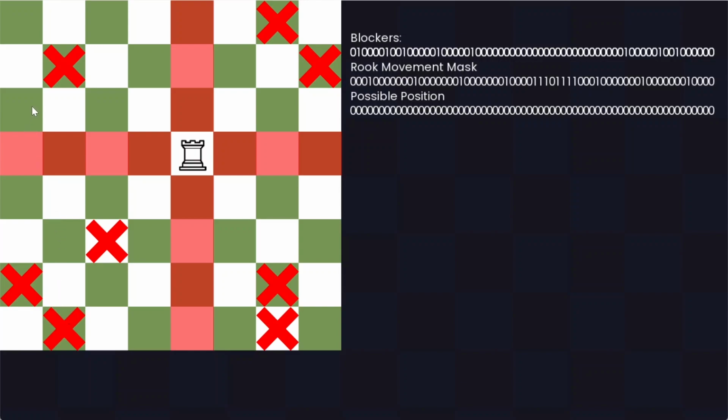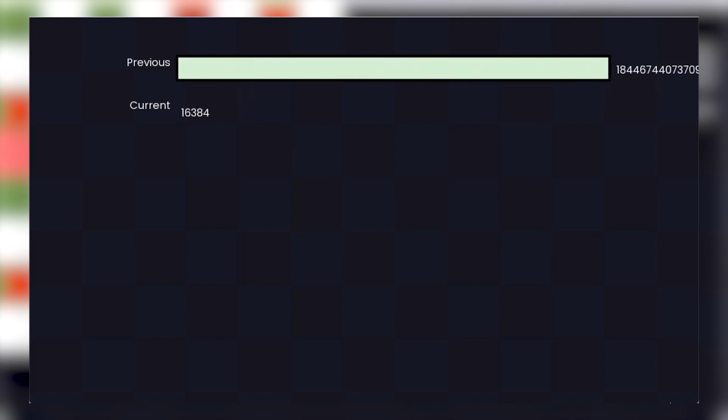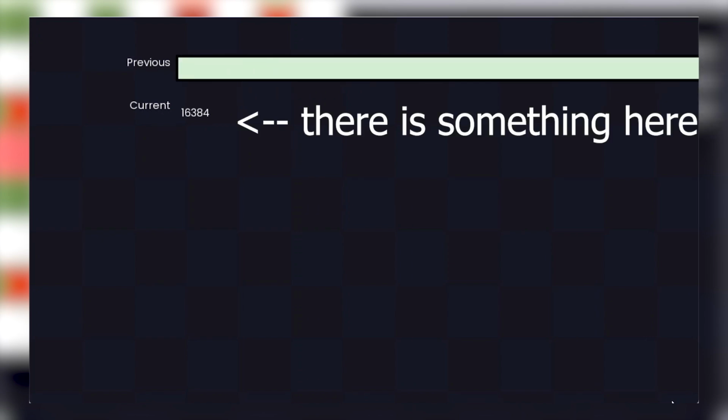Firstly, let's just get all the possible blockers, which would be all the black and white pieces. This means that if we AND all the pieces on the board with our movement mask, this allows us to shorten the number of positions that we have to consider per square from this number to only this number.